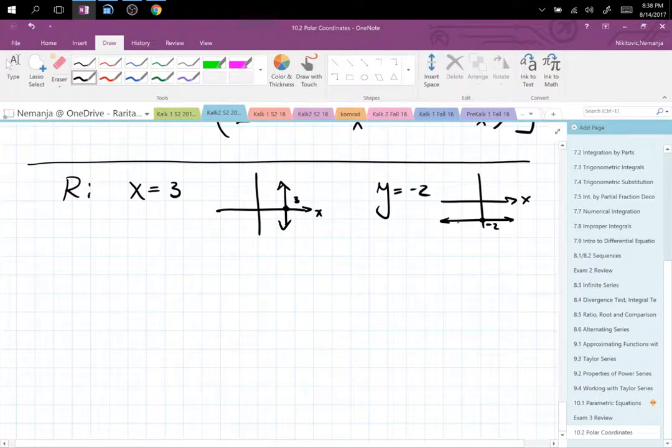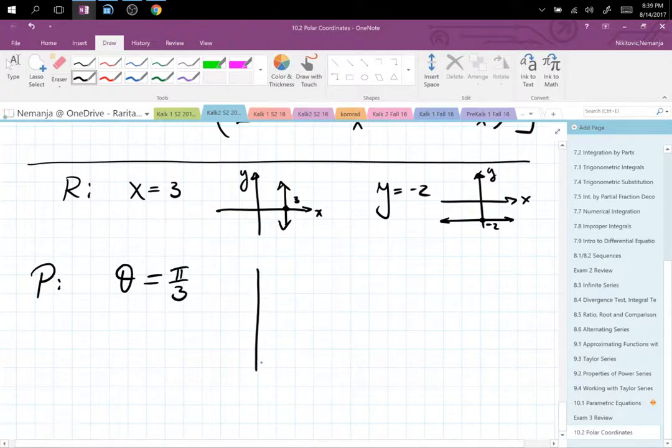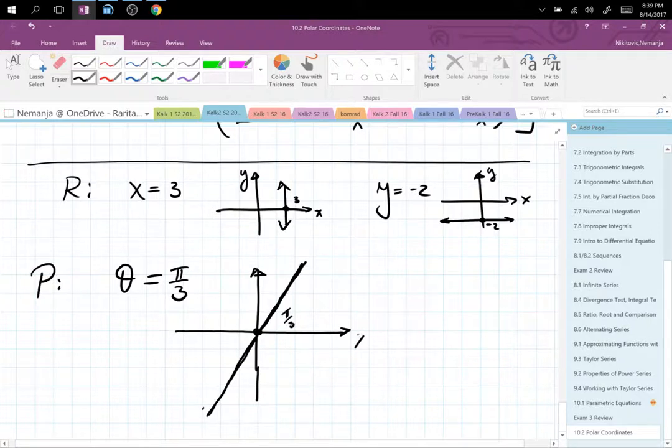So for the rectangular system, the easiest equations that you can get are a horizontal or vertical line. X equals a number, y equals a number. How about for polar? Well, clearly we have theta equals a number, so pick something like pi over 3. So what is this? Theta equal pi over 3 is going to be a linear line through the origin at pi over 3 angle, right? And that line is infinite, going up and down forever.